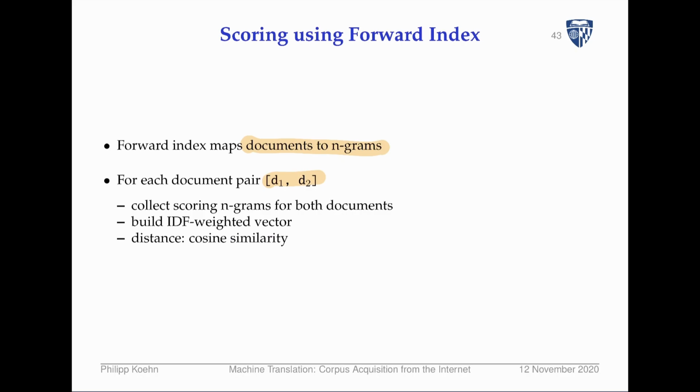We also basically want to prefer n-grams that are unique. This is done by IDF weighted vectors. So we're not just going to look at the raw counts of these n-grams, but we want n-grams that are rather unusual. And then you can also look at the cosine similarity of these vectors.